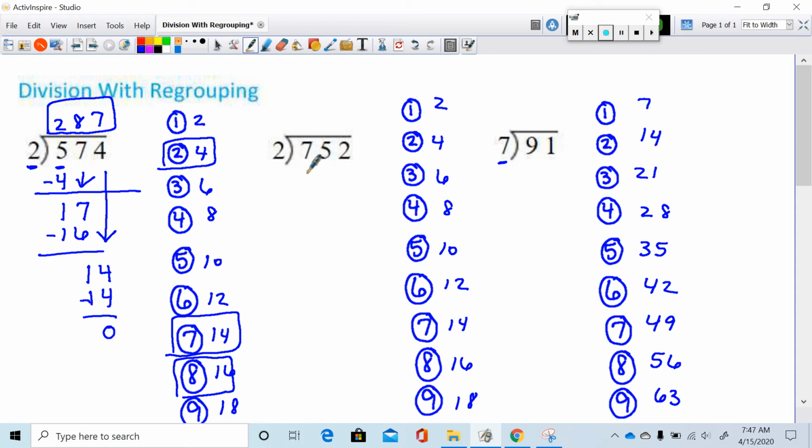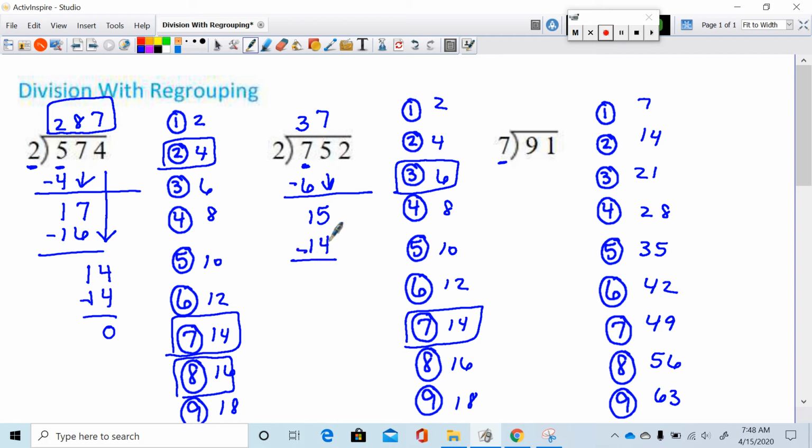So on this next one, 752 divided by 2, the number that's closest to the 7 without going over is the 6. So the circle number goes up top, the number beside that goes underneath, and you subtract. 7 take away 6 is 1. Bring down the 5. 14 is the closest to 15. Circle number up top, number beside it on the bottom, subtract. 15 take away 14 is 1.